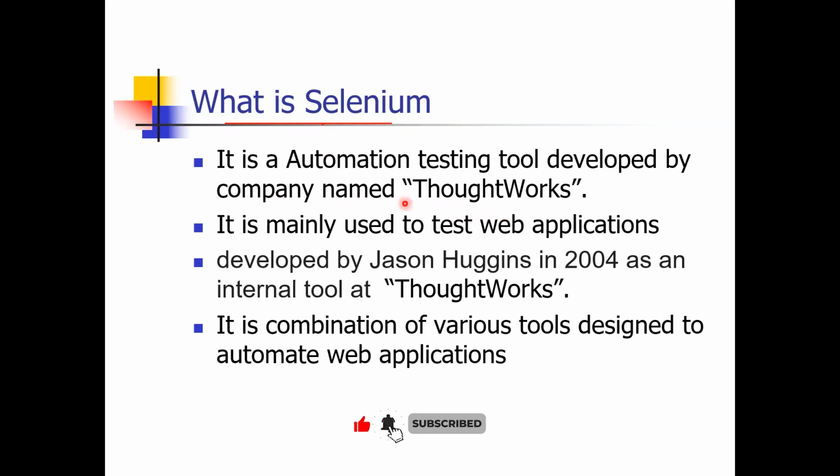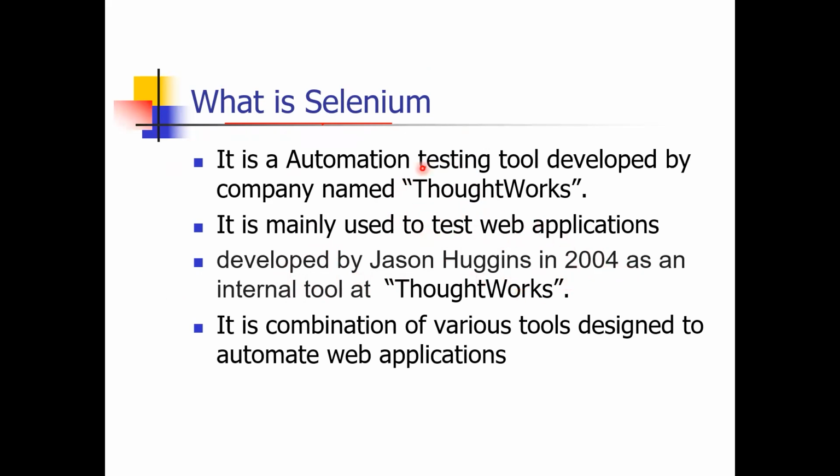Point two is that this is the software, or the tool, that is used for testing websites, or we can say web applications. Third, the company designed and developed this software, and a person called Jason Huggins developed it in 2004 as an internal tool at the company ThoughtWorks.